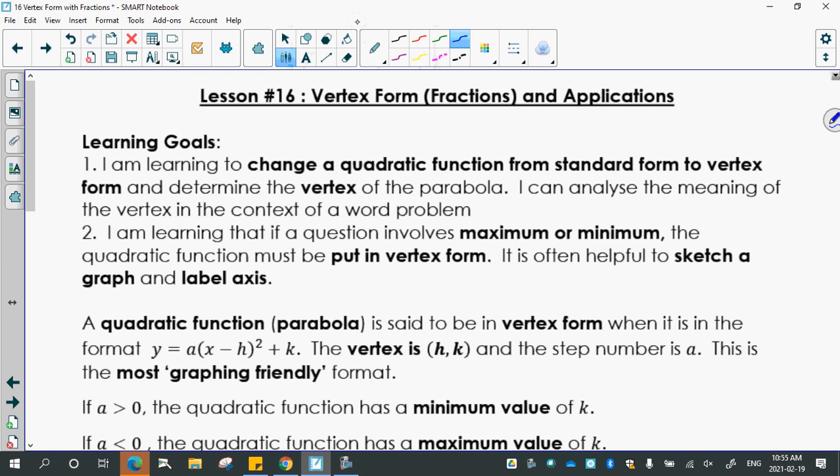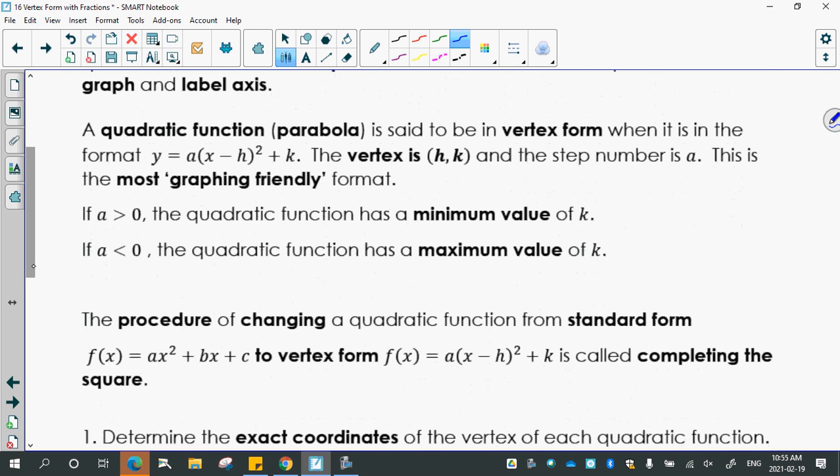Okay, so our second lesson is same as the first, except the numbers are going to be a little bit harder to deal with. There'll be a little bit more problematic. So we're still learning to change a quadratic from standard to vertex form and determine the vertex, know its meaning in a word problem. We're learning that if a question involves maximum or minimum, that means you have to put it in vertex form and how to sketch a graph that goes with your word problem.